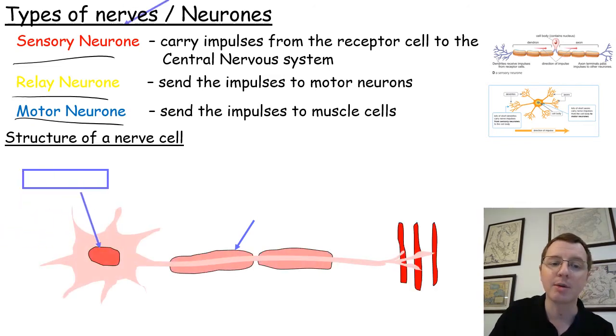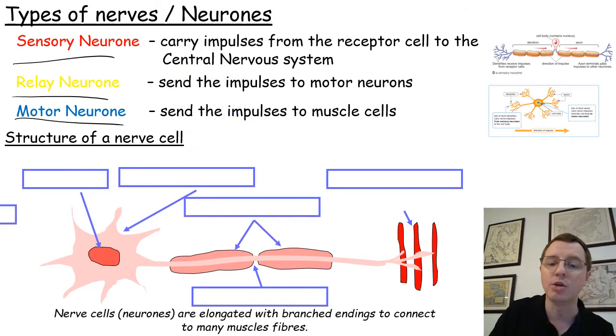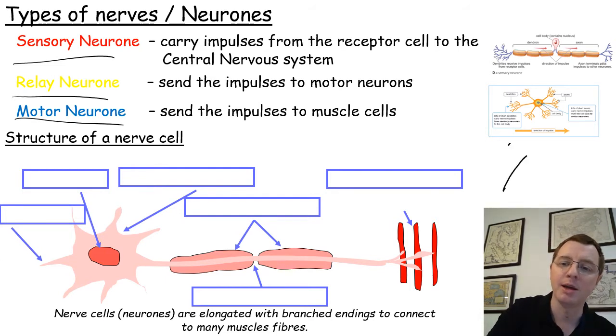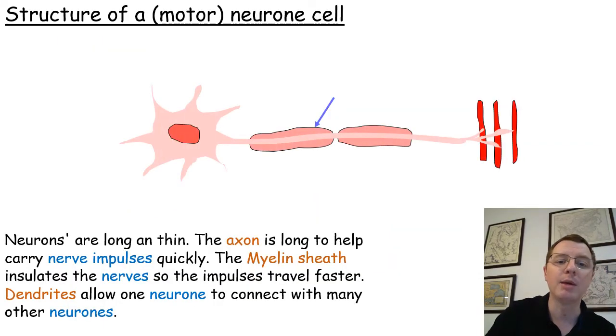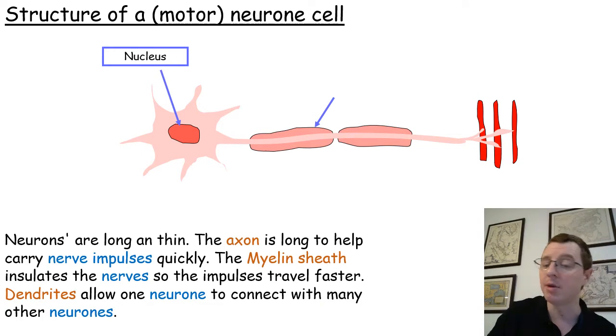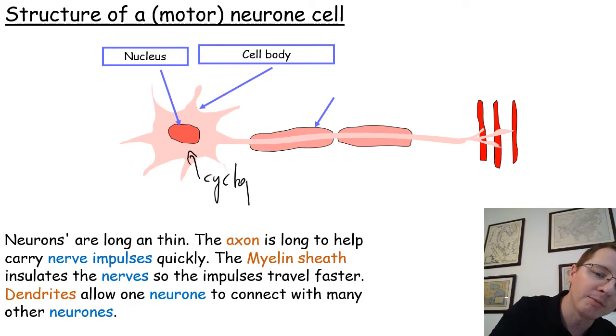Now, the classic example of a neuron that you are likely to see in your exams is going to be one like this, and this is the motor neuron, the classic example. Here we've got some labeled diagrams of the relay neuron and the sensory neuron for you, just in case. So how would we label this? Well, firstly, you'd start by labeling the normal cell parts. So you have a nucleus there in the cell body. Inside that cell body, we would also have then cytoplasm.